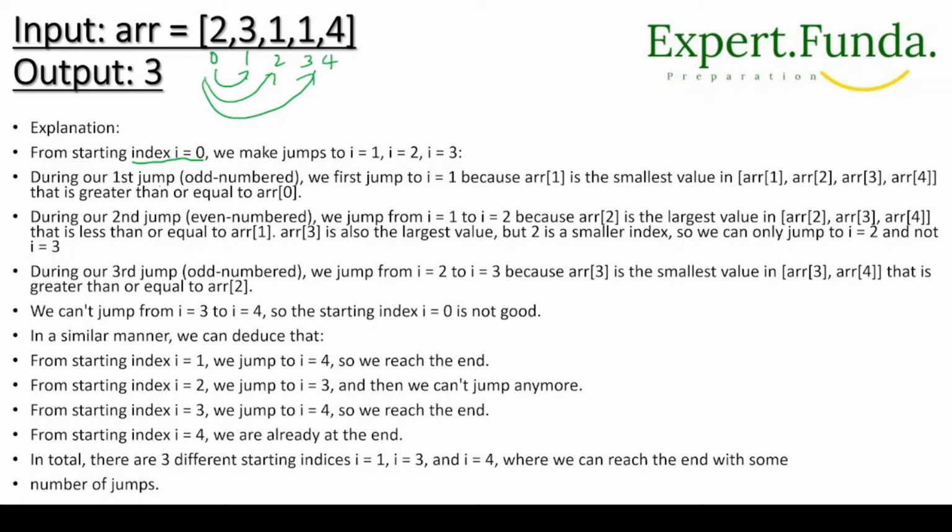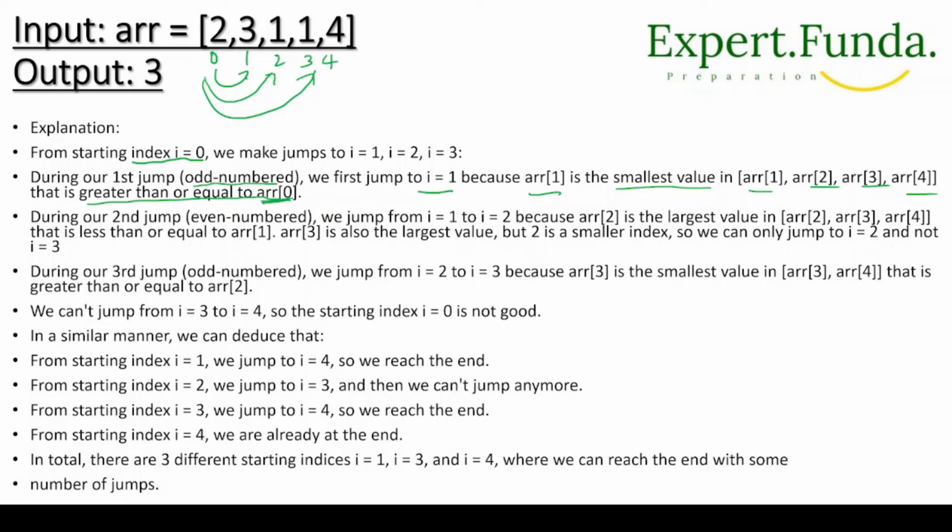So during our first jump, that is the odd number, right? So the first jump is an odd number. We first jump to i equal to 1 because this is the odd number, and the array at 1, right, is the smallest value in this range, right? This and this and this, okay, and that is greater than or equal to A[0]. It is greater than or equal to 0, right?